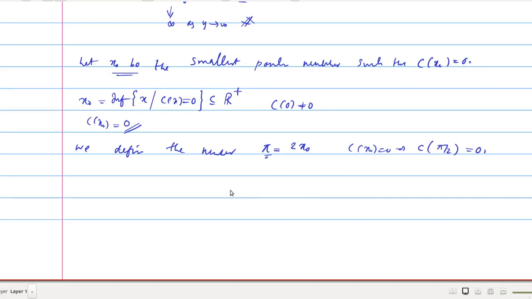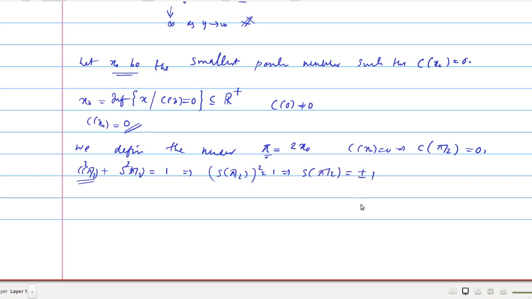Now we have c of pi by 2 equals 0, and for s of pi by 2, we know that c of pi by 2 whole square plus s of pi by 2 whole square is equal to 1. So c of pi by 2 is equal to 0 implies s of pi by 2 whole square is equal to 1. That implies s of pi by 2 will be plus or minus 1.